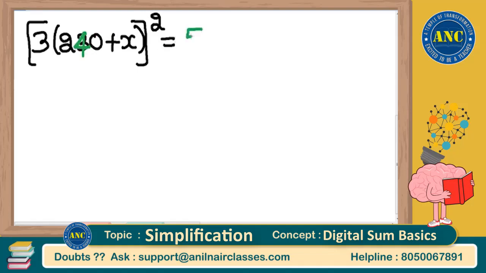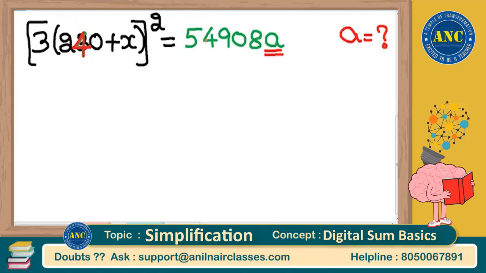3 into (240 plus x) whole square is equal to 54908a. You need to find the value of the variable a. What is the value of this variable a? Now listen carefully, sir. You can solve this very, very beautifully.